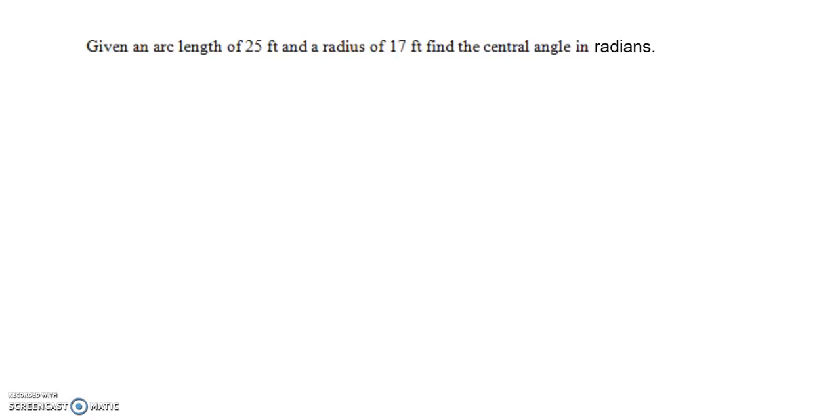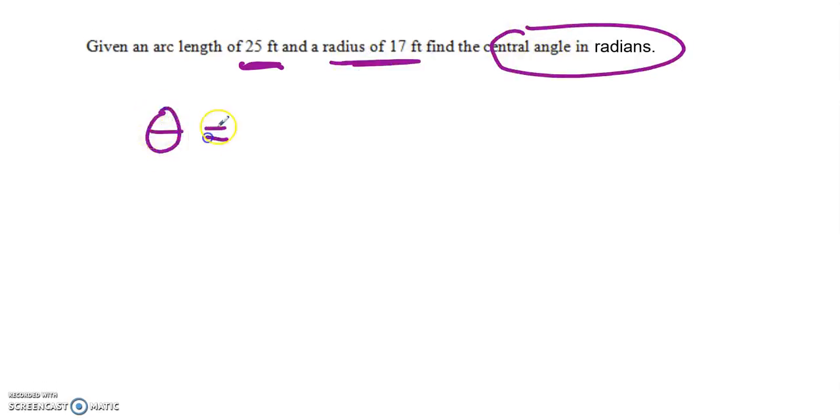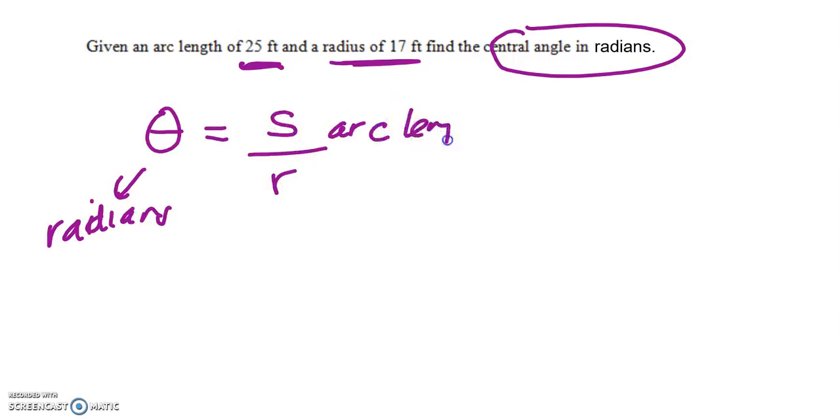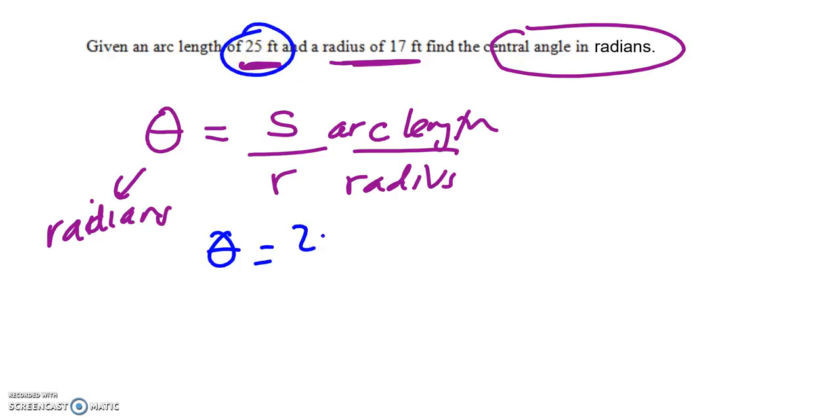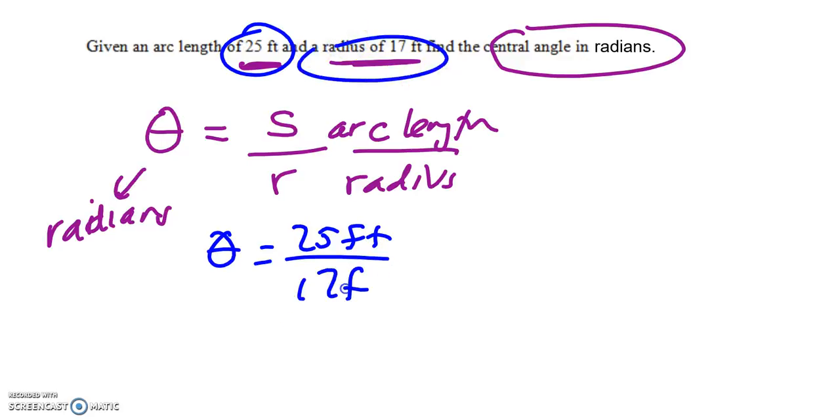Given an arc length of 25 feet and a radius of 17 feet, find the central angle in radians. Well, I know that theta is in radians, and a radian is defined as the ratio of S over R, or arc length over the radius. So theta is equal to the arc length, which the problem told you was 25 feet, over the radius, which was 17 feet.